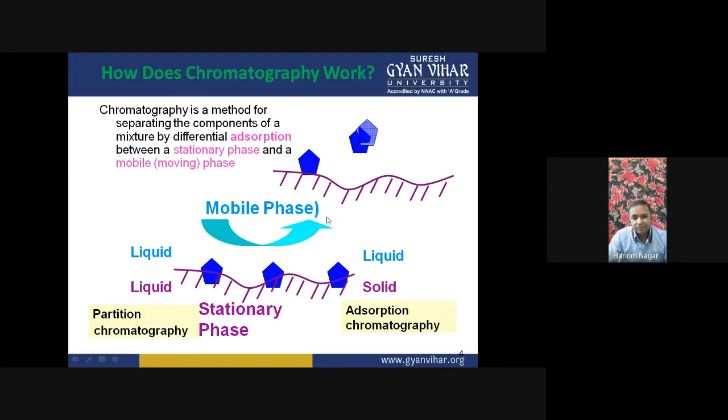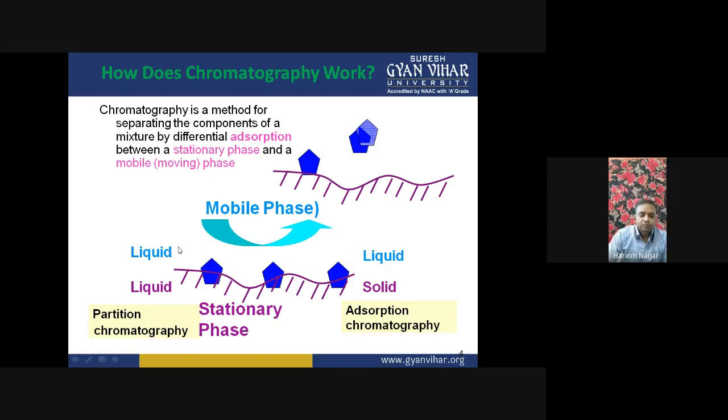This mobile phase is in motion. It is moving. Here the stationary phase is a liquid, and the mobile phase is also a liquid. But the stationary phase, which is liquid, does not move. It is not in motion. It is in the stationary state, and the liquid mobile phase is moving.